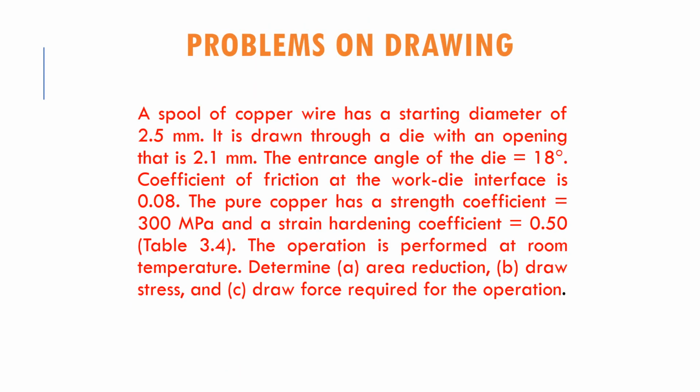Now we look at a problem on the drawing. Okay, so a spool of copper wire has a starting diameter of 2.5 mm. It is drawn through a die with an opening which is 2.1 mm. The entrance angle is 18 degrees. Coefficient of friction 0.08. Pure copper has strength coefficient 300 MPa and strain hardening coefficient 0.5. So the operation is performed at room temperature. They want us to determine the area reduction, draw stress, and also draw force required for the operation.